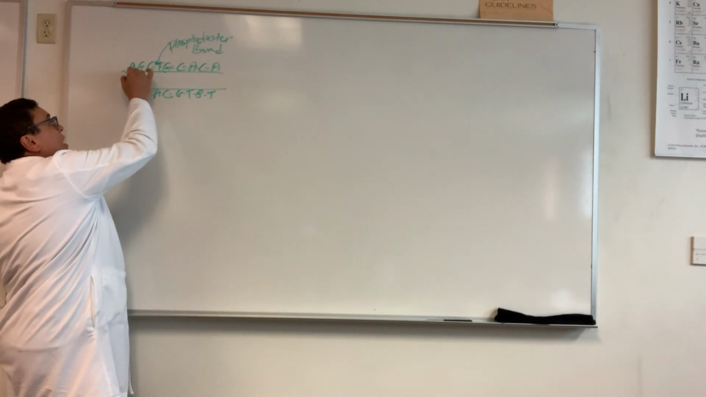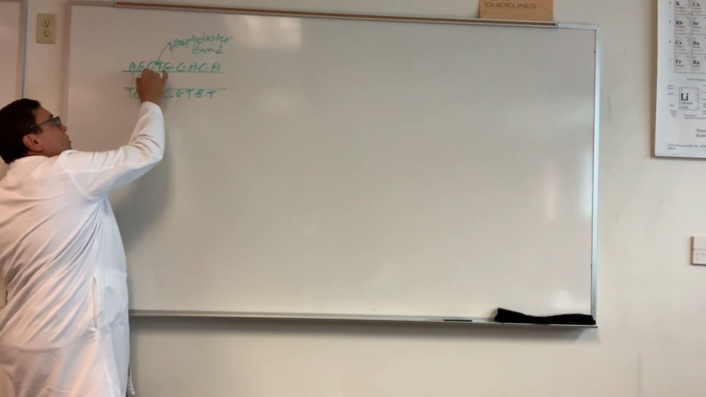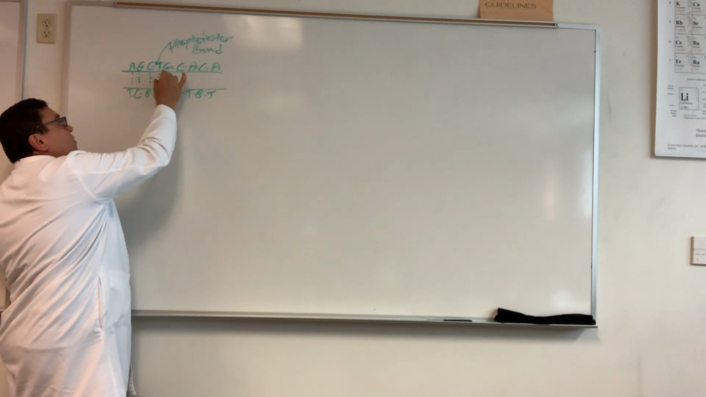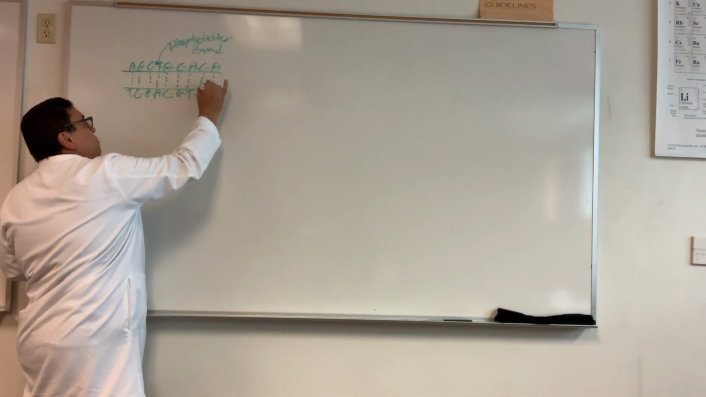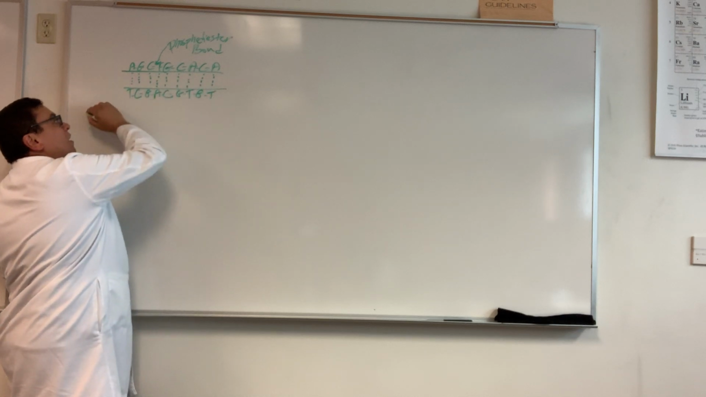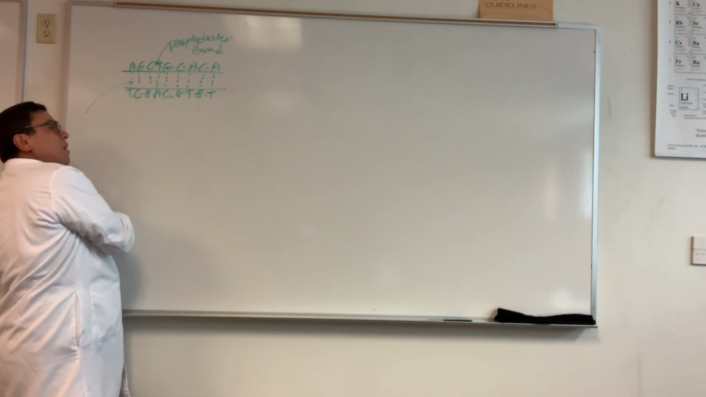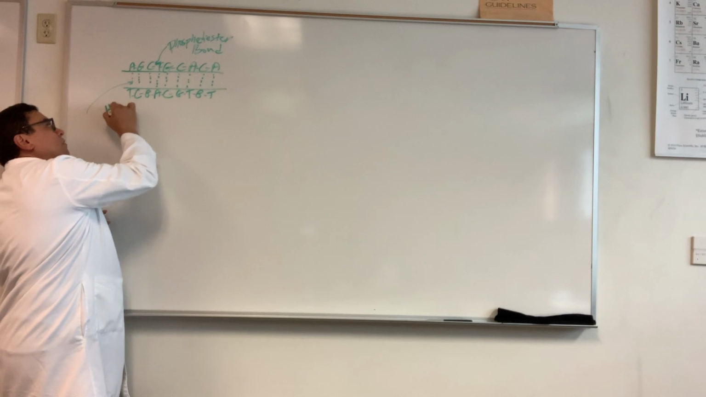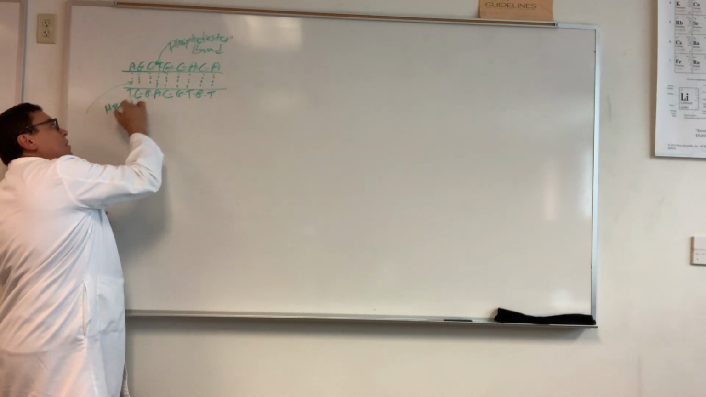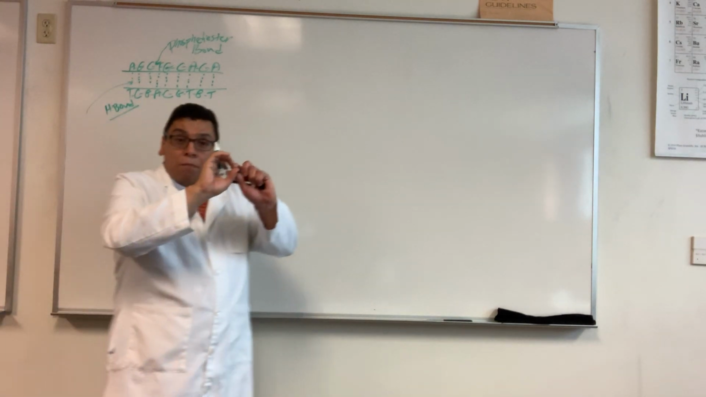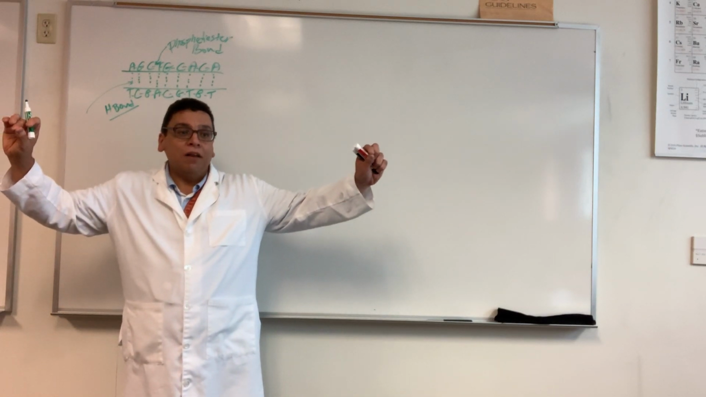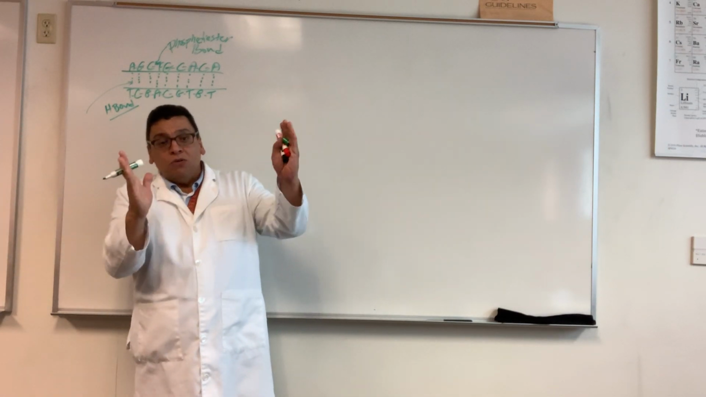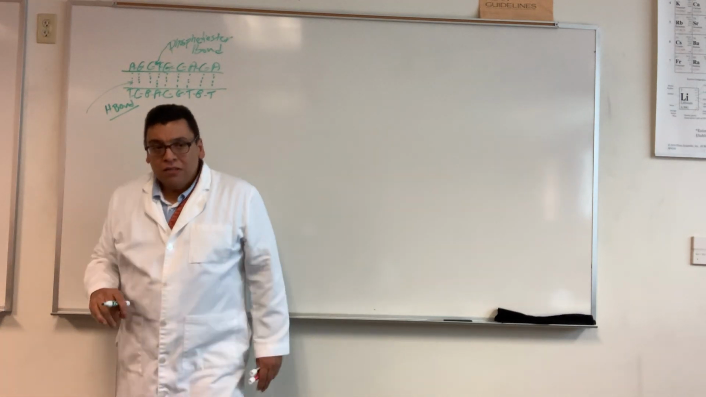These two strands are attached to each other. When I draw a dotted line, what does that mean? What's the name of this bond? The hydrogen bond. Very good. So the bond that's holding the strand is the phosphodiester covalent bond, but the bond that's holding the two strands together is the hydrogen bond.